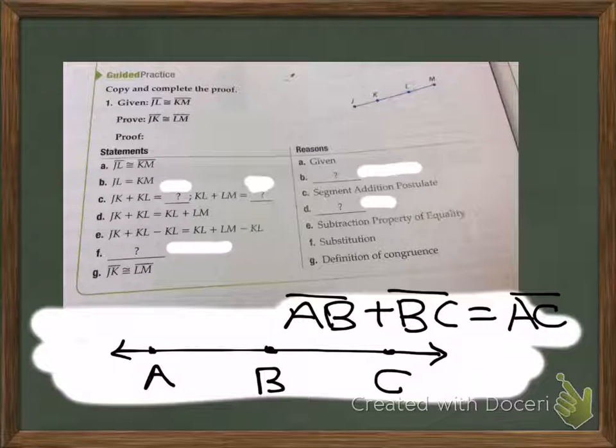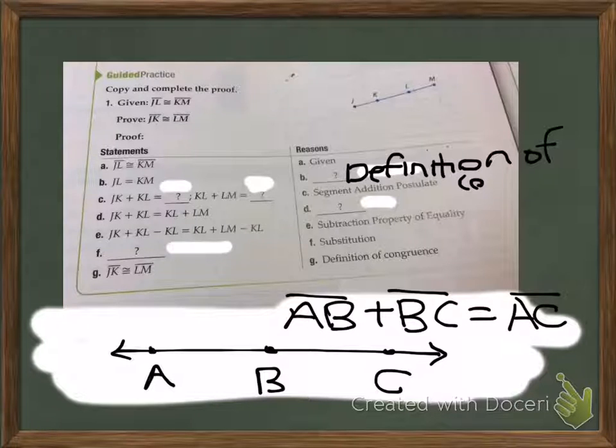So if we think about just the definition of congruence, the first step here, it says JL is congruent to KM, which is the given. Then the next step, it's JL equals KM. All that's indicating is that the sign in between the JL and the KM for the first step means congruence. So we're going to write for our reason definition of congruence, or congruent statements is fine.